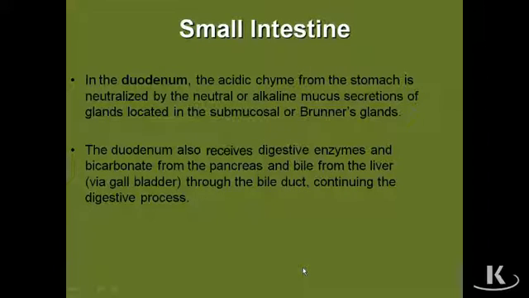Now, in the duodenum, as we said, the acid medium in the form of chyme is basically being neutralized by the extensive alkaline mucus secretions of mainly the Brunner's glands that are situated in the submucosal area. And in addition, as we said, the duodenum receives digestive enzymes and bicarbonate from the ducts of the pancreas and bile from the liver, and those secretory products are regulated by the release of secretin and cholecystokinin from EE cells that line the crypts of Lieberkühn in the duodenum.